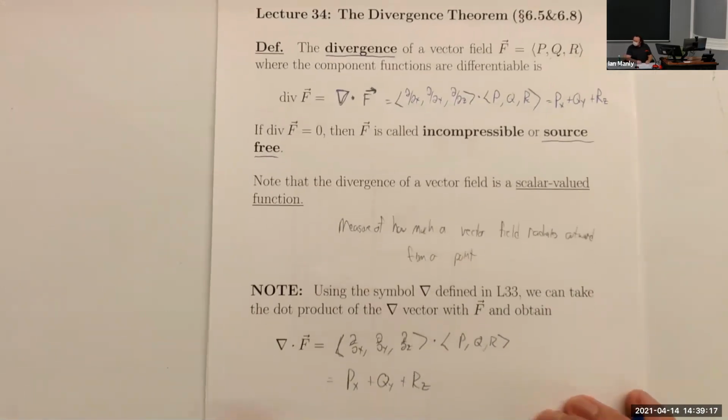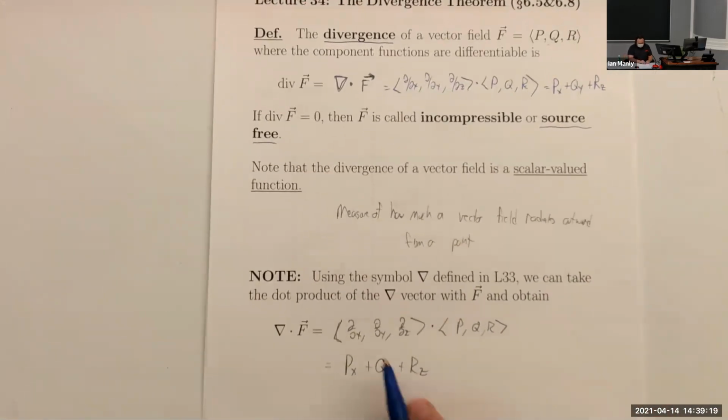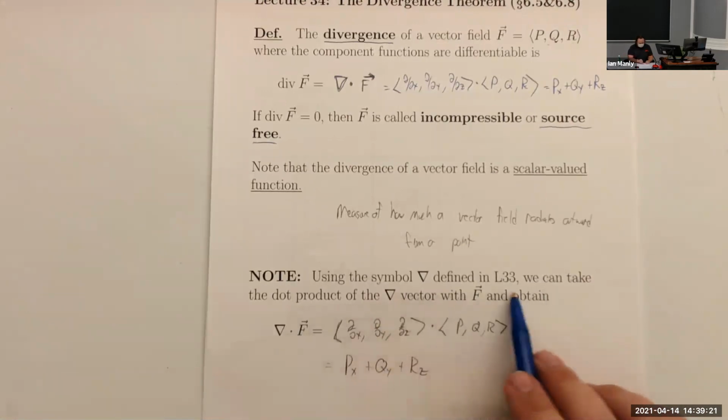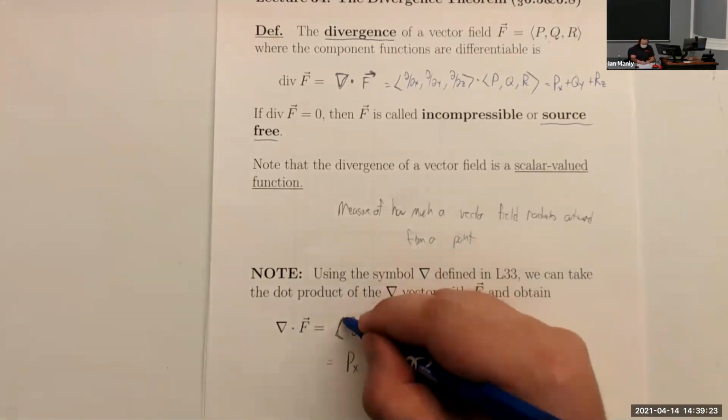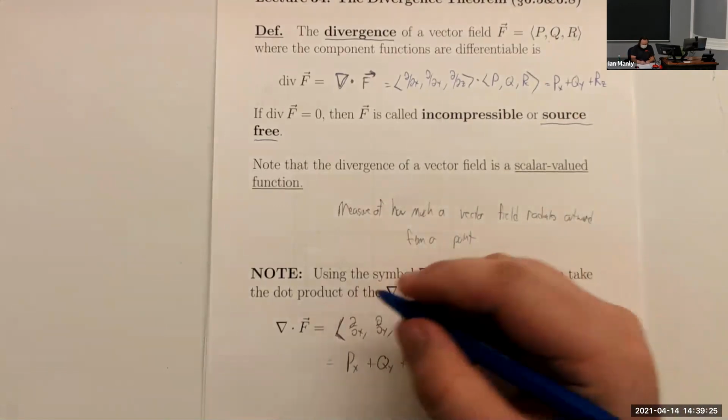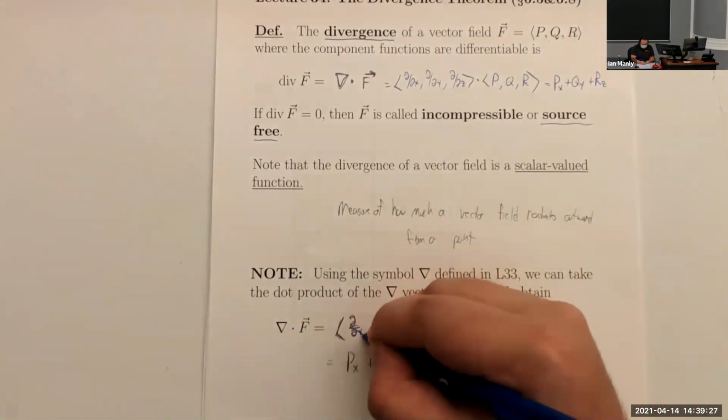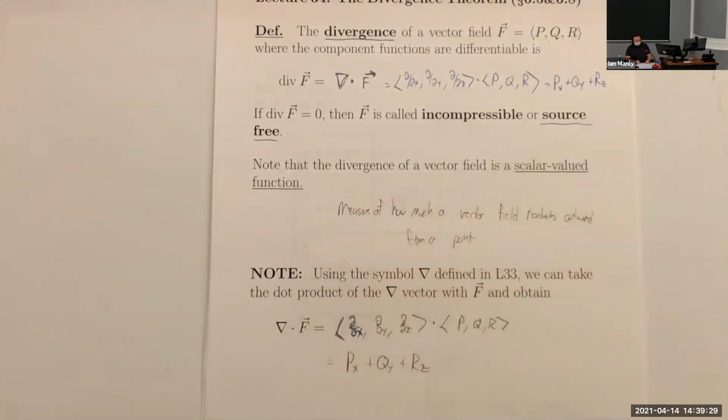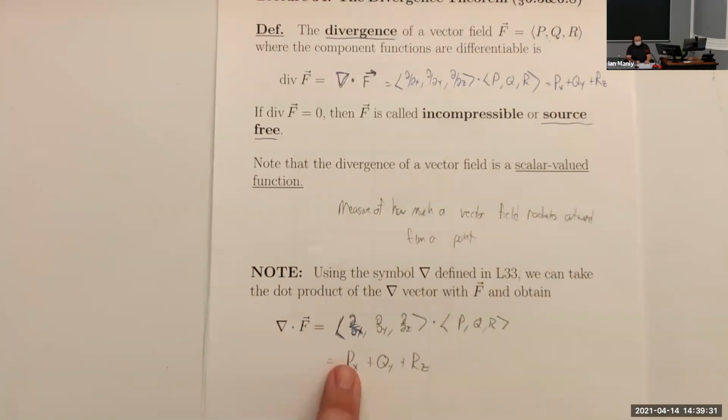All right. So let's see. Oh, I guess I jumped the gun on this. I was supposed to show this ends up being P_x plus Q_y plus R_z down here, but we already just saw that, so I'm not going to write that in. So yeah, for the divergence, we just take the matching derivative of each of the coordinate functions for our vector field.